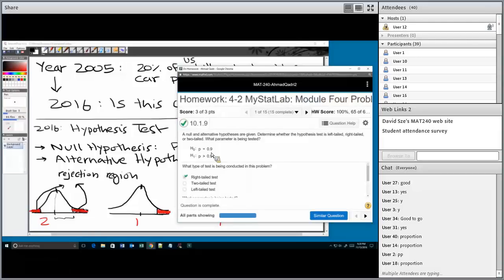I would recommend that you always say that we're testing the population proportion. You don't want to confuse this with the sample proportion, because we're not testing the sample proportion. We're testing the population proportion. We use the sample proportion to do the analysis to test the population proportion.